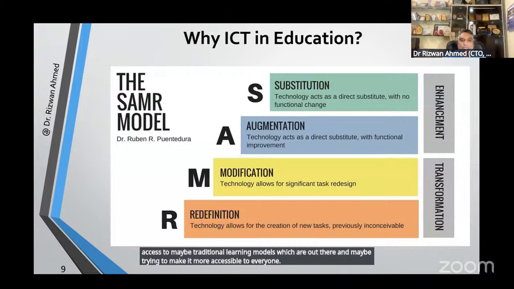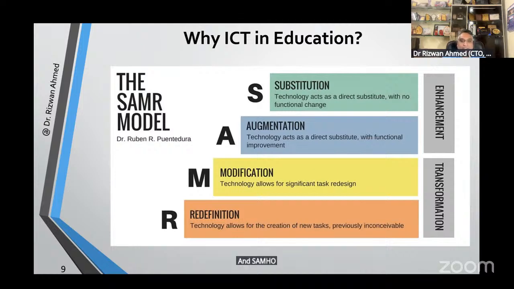I'm going to be talking about one particular model. I'm hoping some of you must have heard about this, but if not, this is a very famous model developed by Dr. Rubin, and he calls it the SAMR model. SAMR stands for: S is substitution, A is augmentation, M is modification, and R is redefinition. And you can see it's more like a pyramid structure.